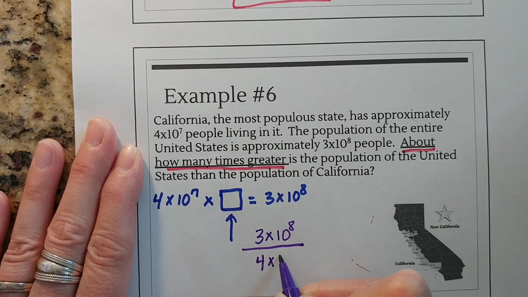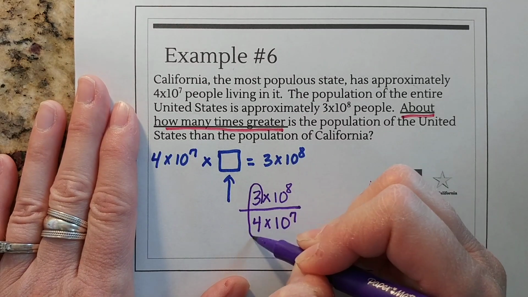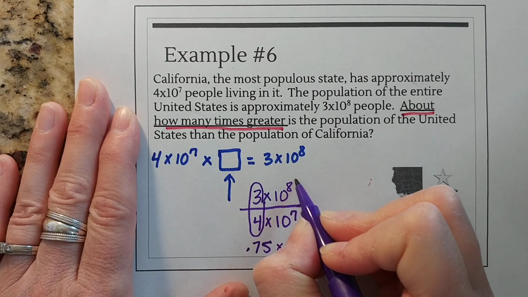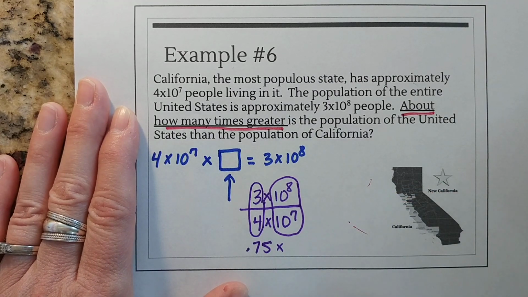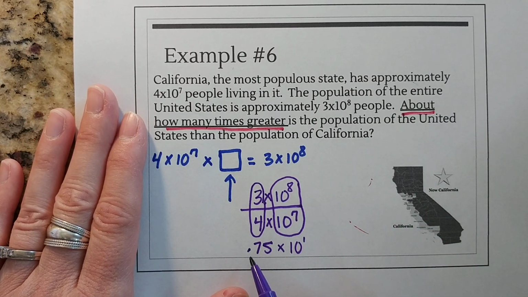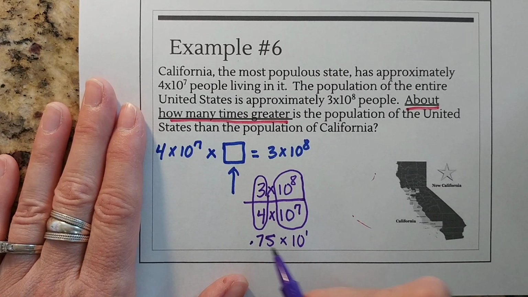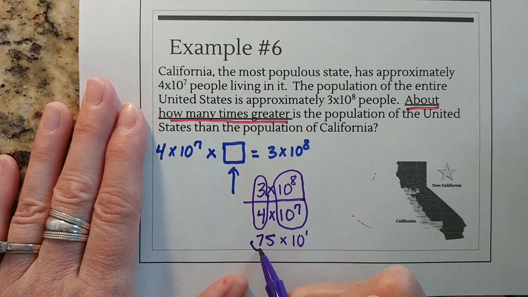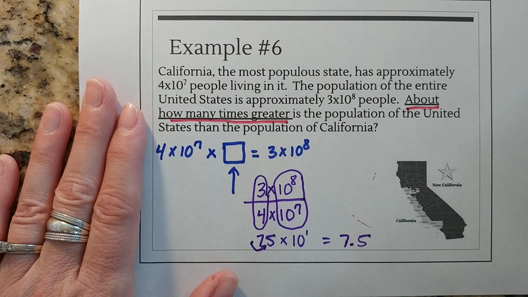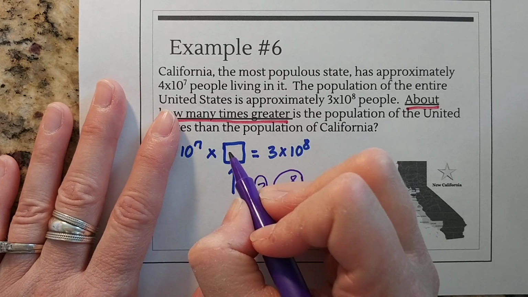population of just California. So here, in order to divide, I have to first divide the coefficients. 3 divided by 4 is 0.75. Then, to divide the powers, I subtract the exponents, and that would just be 10 to the 1st. So let's take a look here. I have 0.75 times 10 to the 1st. If I write this as a standard number, I would move the decimal point one place to the right, and this would be 7.5. So it looks like the population of the United States is 7.5 times as big, 7.5.